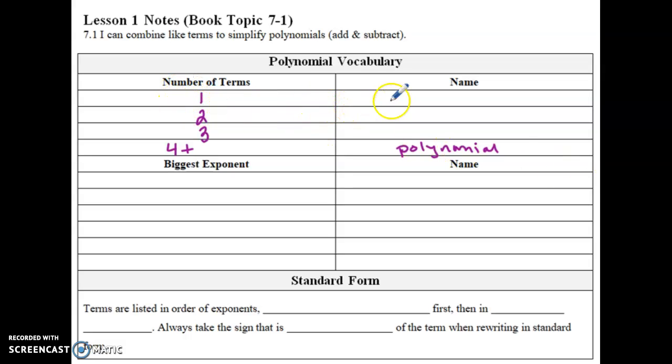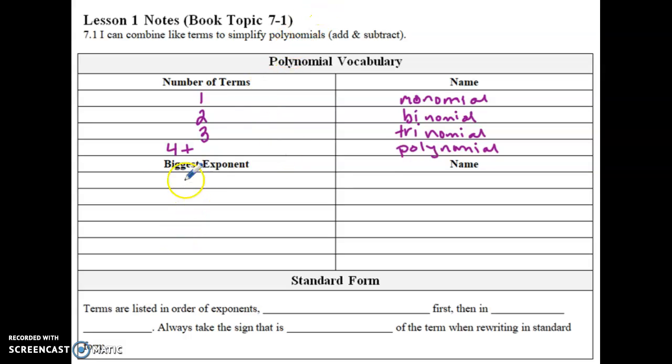Okay, so I want you to think, if you had 3 wheels on a bike, we call that a tricycle. If you have two wheels, we call it a bicycle. And then one is mono. They usually say unicycle, but mono. And then we just add nomial to the end for our name. So 2 is bi, like a bicycle. 3 is tri, like a tricycle. 1 is mono. Any more than that would be poly.